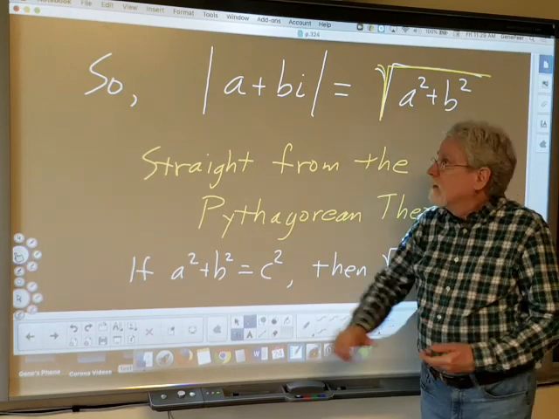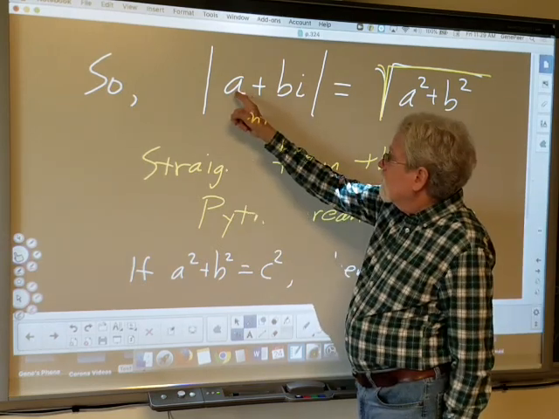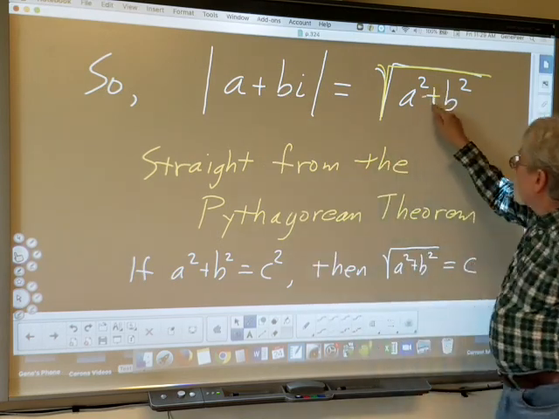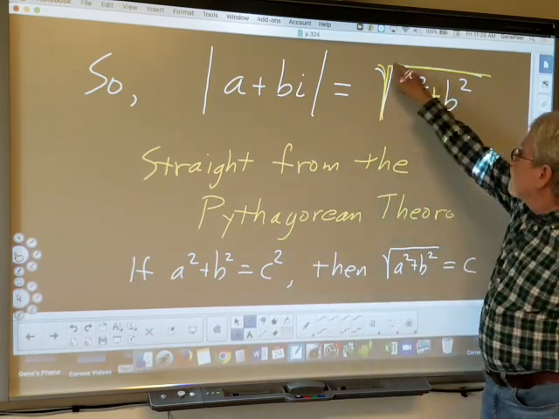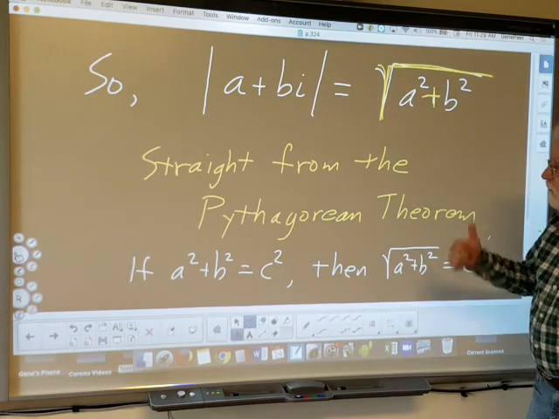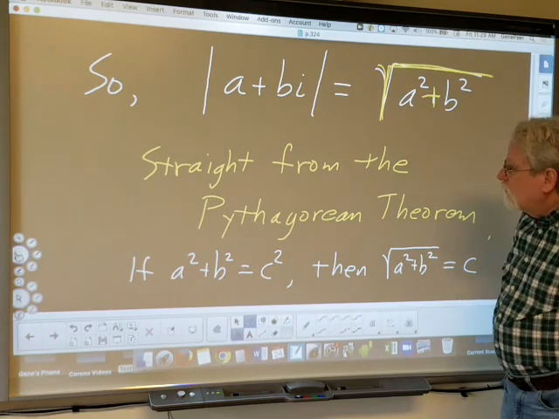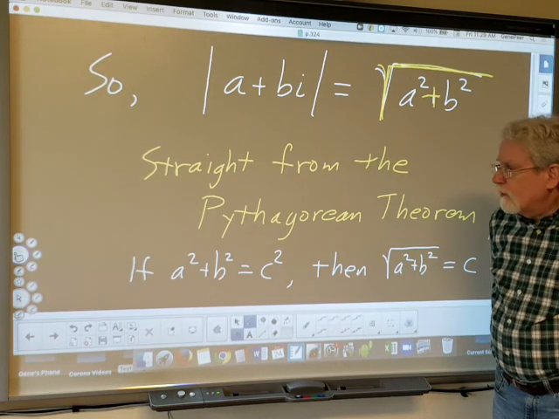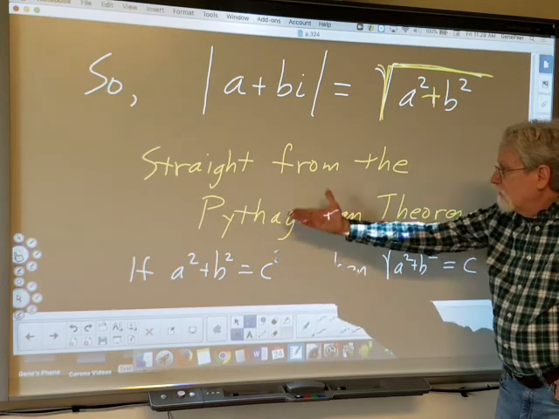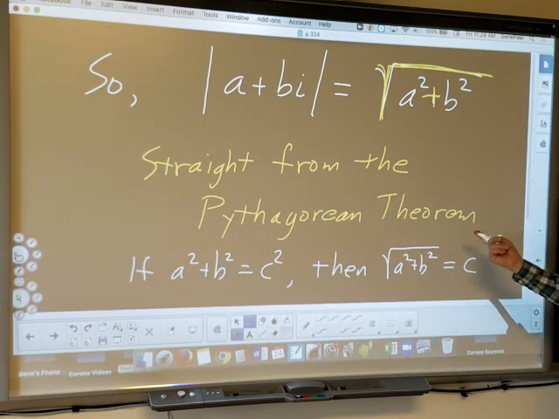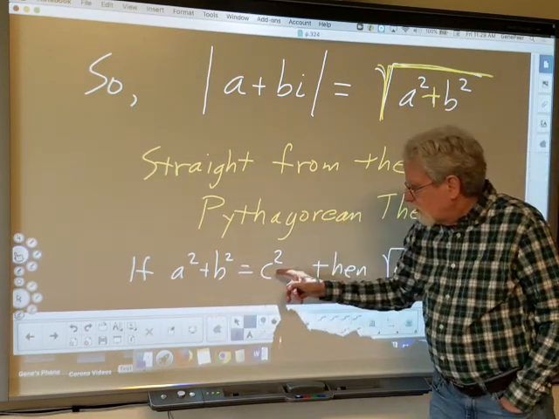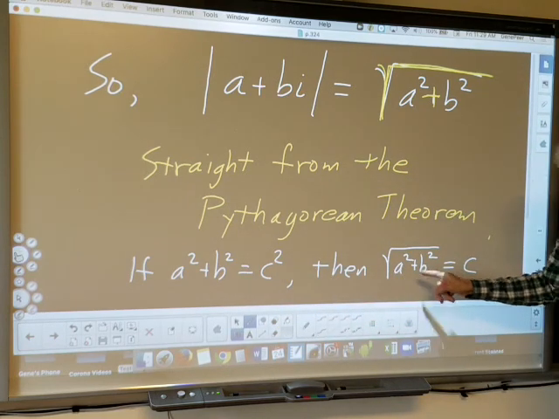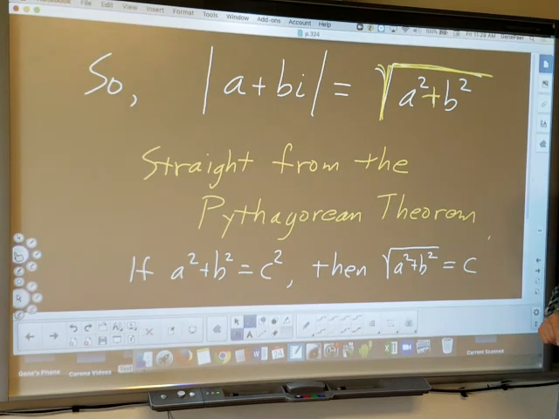Take your a value, square it. Take your b value, square it. Add the results, and take the square root of the answer, and you've got yourself the absolute value, the distance from 0 of a complex number. It comes straight from the Pythagorean theorem. If a squared plus b squared equals c squared, then c must be the square root of a squared plus b squared. Done.